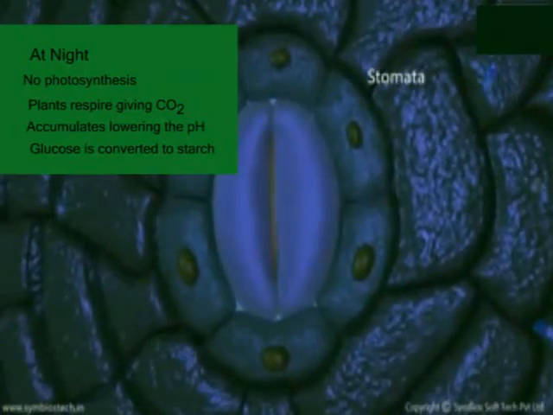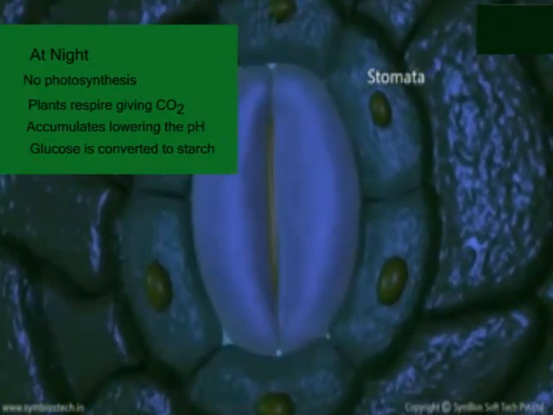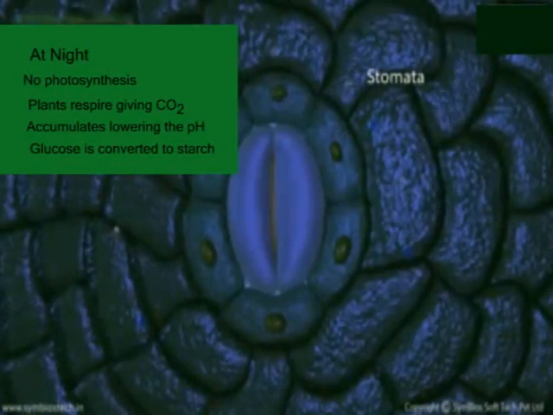At the same time, darkness causes potassium ions to leave the guard cells and more starch is formed. Starch, being osmotically less active than glucose, causes water to leave the guard cells, becoming flaccid.